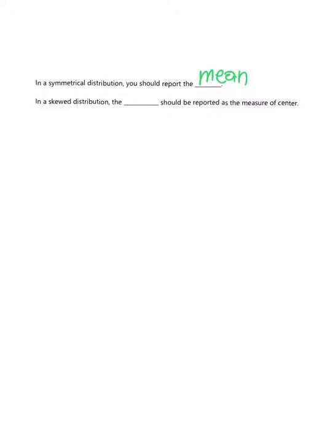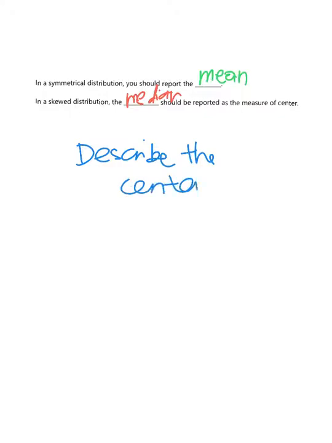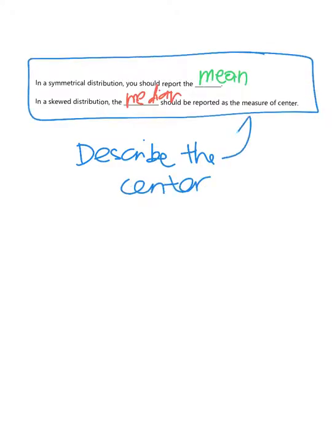But in a skewed distribution, the mean is very sensitive towards those extreme values. So we don't want to give the mean. It gives an incorrect perception of where the center of the data is. So in a skewed distribution, you want to report the median instead. Again, this is anytime you are asked to describe the center. This is how you want to go about doing that. All right, that is lesson 4.1.